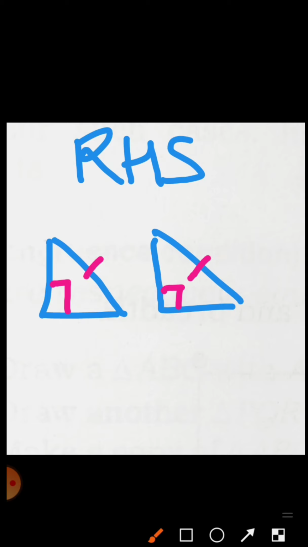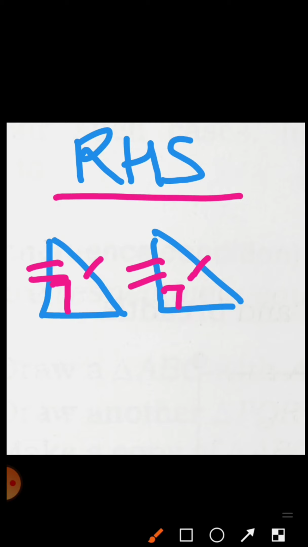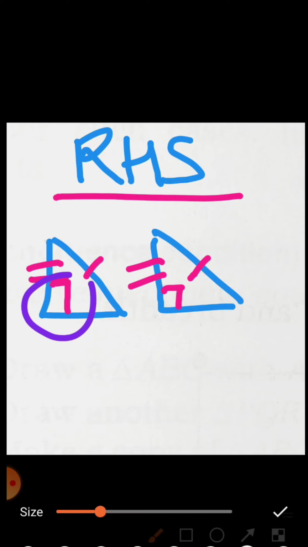And one more side, any one side, maybe the base or maybe the perpendicular. If any other side besides the hypotenuse is equal, then we can say the triangles are congruent by the RHS rule of congruence. RHS means right angle. We have right angles which are equal.